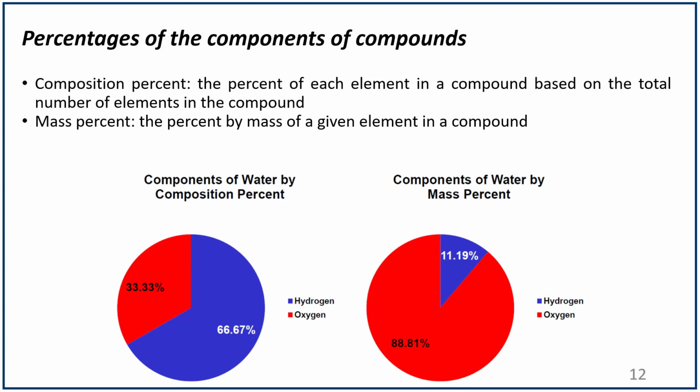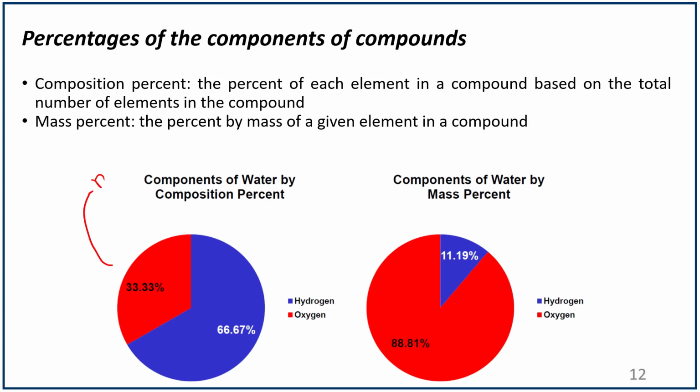Now, another way we are looking at for this chapter, which will be useful for some problems, is percentages of the components in a compound. So there's actually two kinds of percentages. Composition percent, which is the percent of each element in a compound based on the total number of atoms in the compound.